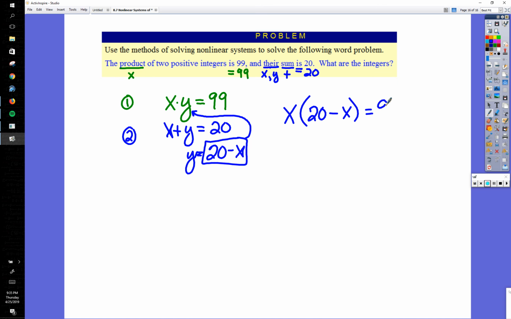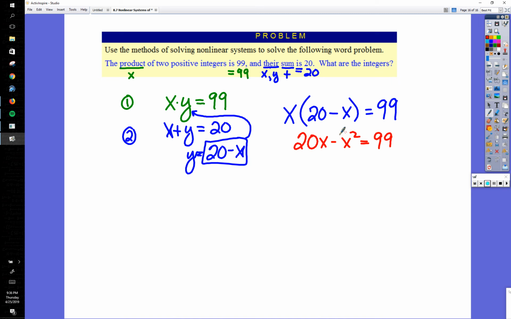Now, I hope this is a little similar to when we did optimization problems, where we had a primary and secondary equation. So that may come to your mind. It's very similar to what we're doing here. But we should get a quadratic. Instead of finding the vertex, though, we're actually going to solve it for these problems. So we get 20x minus x squared. That tells me it's a quadratic.